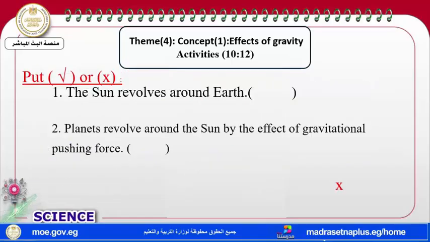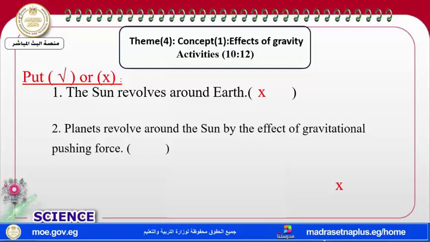Now, let's move on to the next one. The sun revolves around the earth. Is it true or false? The sun revolves around the earth? No, it's false. The correct statement is that the earth revolves around the sun, not the opposite. The earth revolves around the sun, but the sun can't revolve around the earth. So take care with this point, my dear students.